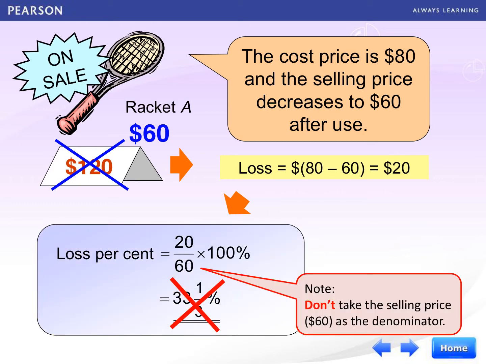Remind yourself that you should not take the selling price as the denominator. This is not the selling price. This should be the cost price here. So remember, the cost price is the denominator.